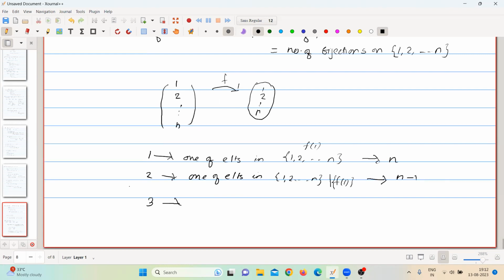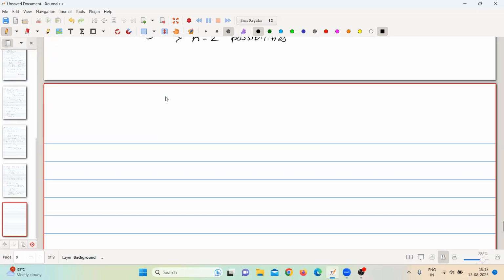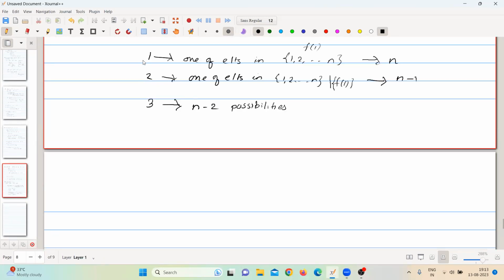Now in the same way, how many possibilities does 3 have? f of 3 can have n minus 2 possibilities, because we should exclude the cases f of 1 and f of 2, since f is a bijection. So we can see the pattern. For 1, we have n possibilities. For 2, n minus 1 possibilities. For 3, n minus 2 possibilities.